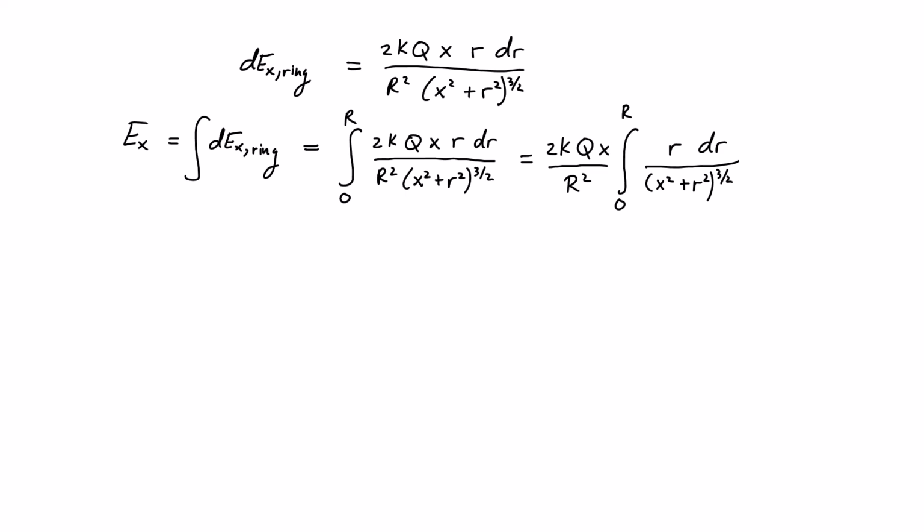Okay, so here's the integral expression that I'm trying to evaluate. Again, you're integrating from 0 to the final radius to get the total field produced by one disk. All right, you can look at this form of this integral and guess what?